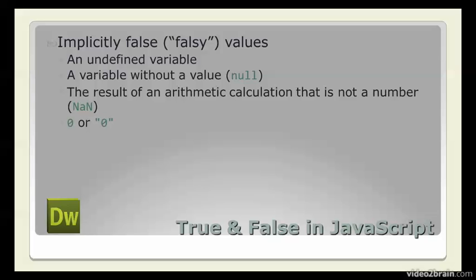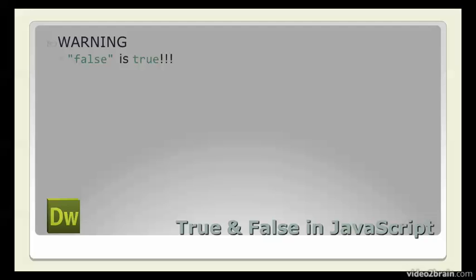The number 0, or a string, a piece of text which consists of the number 0. And an empty string. An empty string is a pair of quotes, either double quotes or single quotes, it doesn't matter, but with nothing in between, not even a space. And finally, a warning. False in quotes is true. That's because everything else apart from the previous list is regarded as being true, and if you put the keyword false in quotes, it then becomes a string, it becomes ordinary text, and ordinary text is regarded as true.